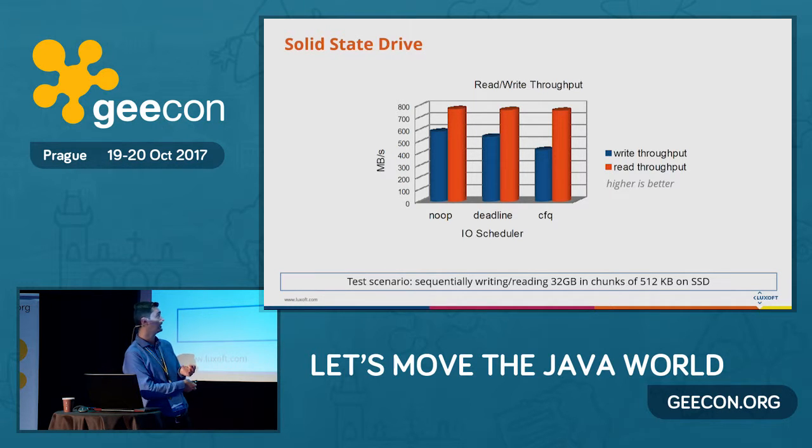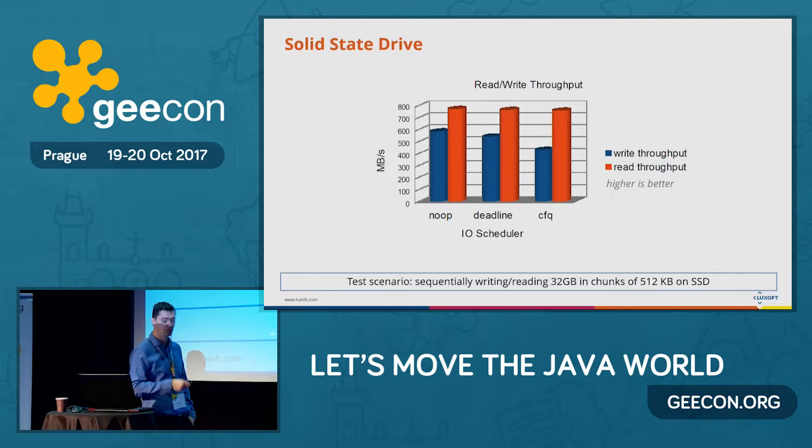In Linux, I did this test on Linux. There are basically three schedulers. The default one in my case was Deadline. There is another one called NOOP and CFQ. This one stands for fairness. This one is mainly suitable for HDD, but not SSDs.